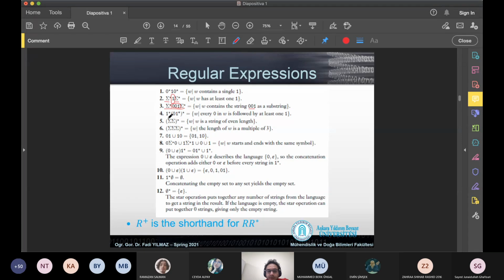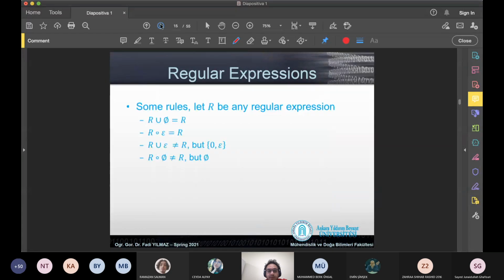So here, what we are seeing is that the rule says every 0 in W in our string is followed by at least one 1. Is that clear? So when we see a 0, there should be a 1. So a string ending in 0 is violating the rule. You know, we cannot have a string that contains 0 as a substring, because we say every 0 in our string is followed by at least one 1. So we can look at the other ones. I'm gonna skip it. So any questions about those?